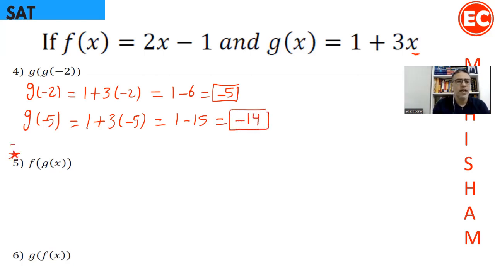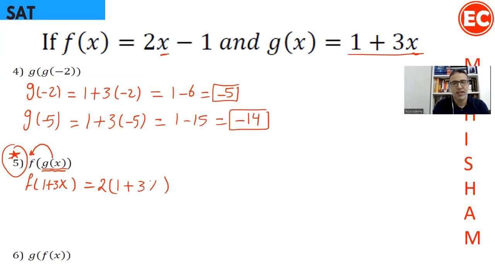Now, listen carefully to how I will find f of g of x. F of g of x is not a numerical value. I'm going to find the function in terms of x. This question rarely comes in the SAT, but you should understand it. F of g of x means you are going to replace g as a whole function into f. It's the same as replacing g of x with 1 plus 3x. So it's 2, and then replace this x with 1 plus 3x, all minus 1. Expand.